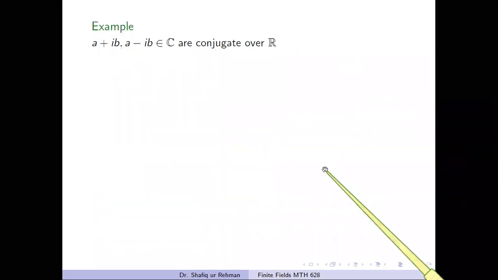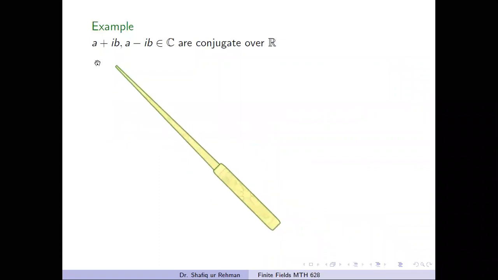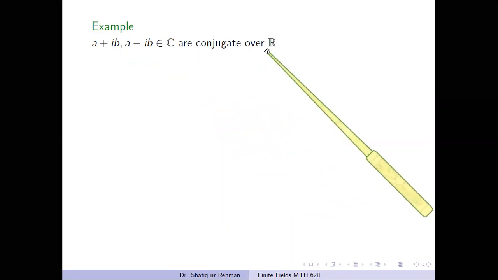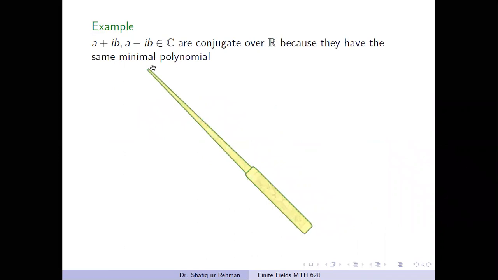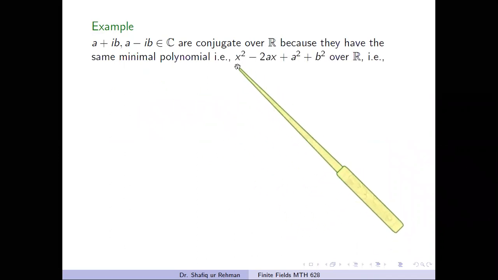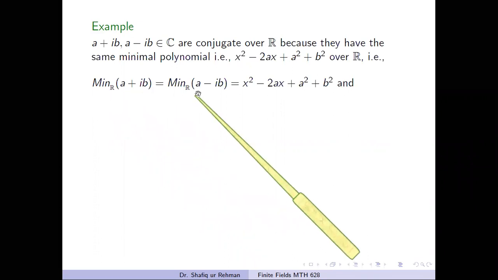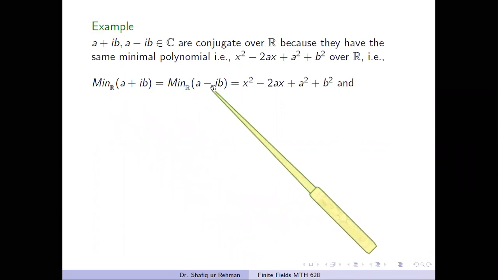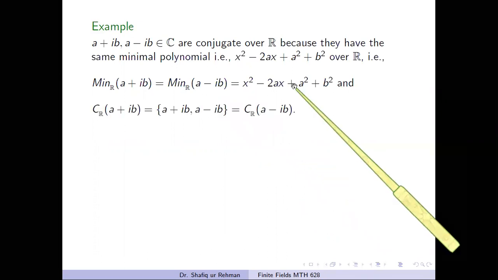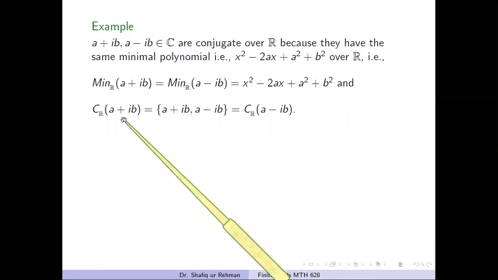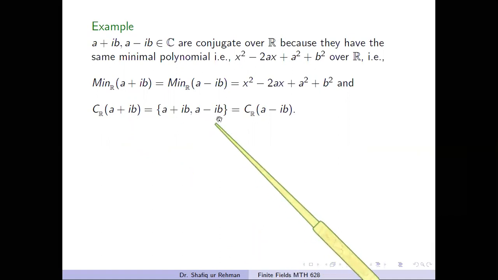So now here are examples of conjugate elements. Here these two elements, a plus iota b and a minus iota b, are conjugates over the reals because they have the same minimal polynomial, that is given by this. In other words, the minimal polynomial of a plus iota b over R is the same as the minimal polynomial of a minus iota b over R, which is given by this. And therefore the set of conjugates consists of two elements. Only two elements are conjugate to this. One element is itself, another element is a minus iota b.